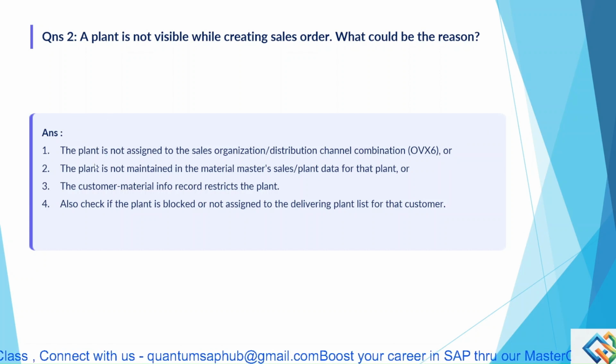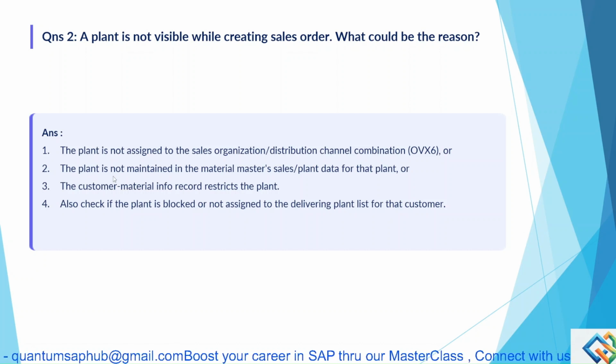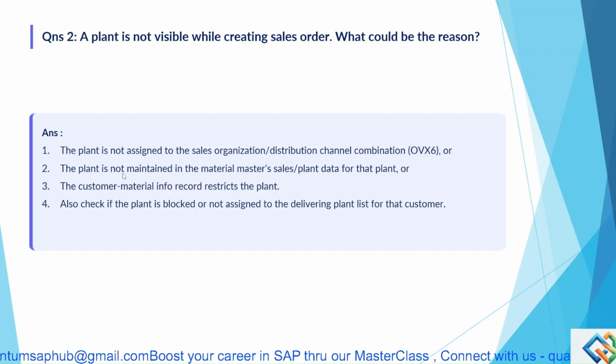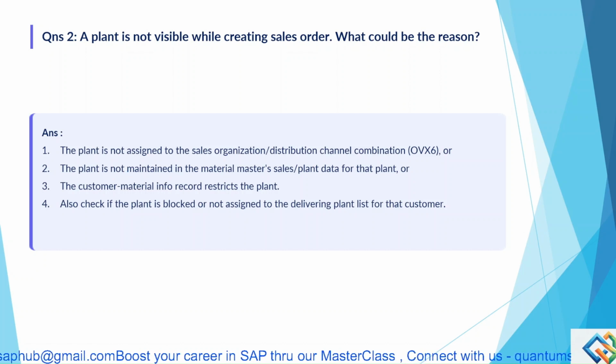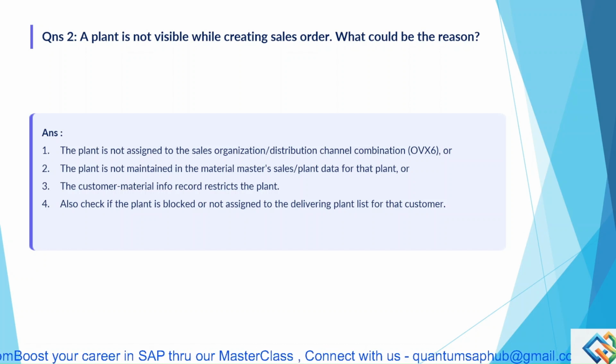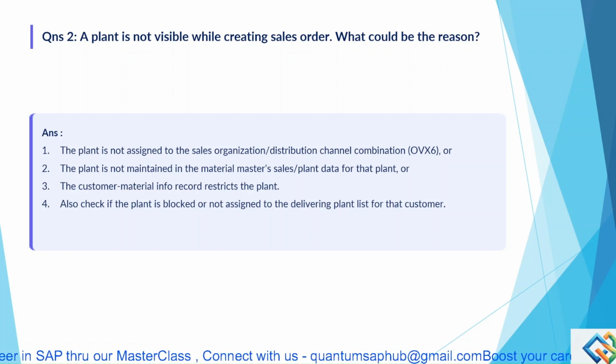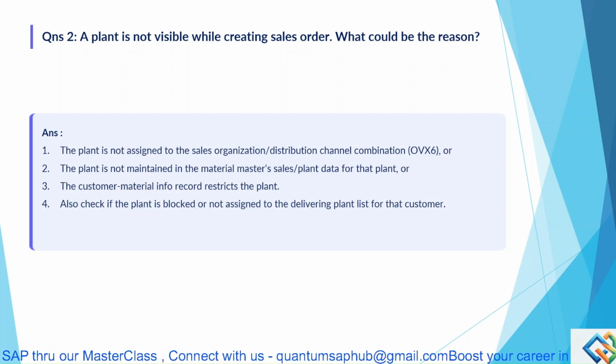The plant may not be assigned to the sales organization and distribution channel combination. Or the plant is not maintained in the material master sales plant view, so you are not able to pull the information from the material master. Next, the customer material info record may be restricting the plant. Also check if the plant is blocked or not assigned to the delivering plant list for that customer.